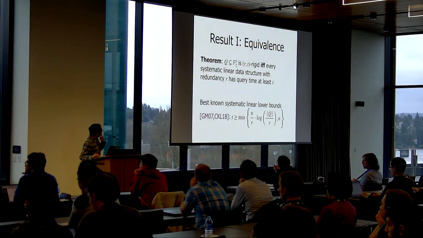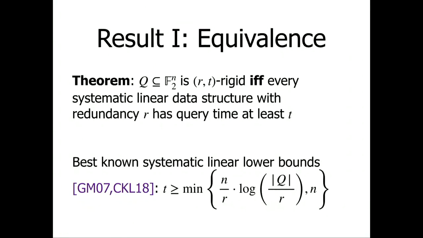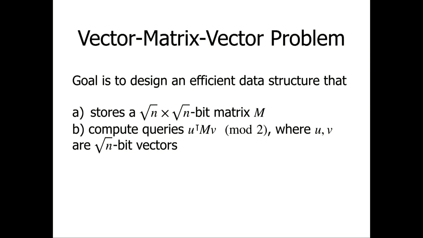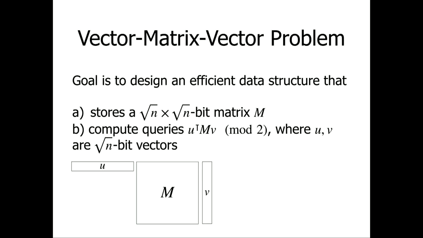Okay. So far I've been very abstract or vague about the set Q. Now I'm going to propose an explicit set, and then talk about what we know about it. So let's look at the vector-matrix-vector problem. The input is a square root n by square root n matrix M, and you'd like to compute the query u transpose M v. Pictorially, you have M as input, and you get these vectors u and v as a query, and you'd like to output u transpose M v.